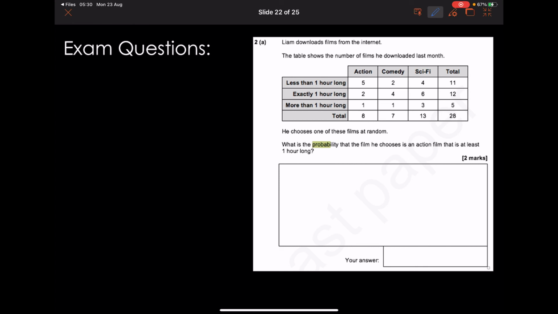Liam downloads films from the internet. The table shows the number of films he downloaded last month. He chooses one of these films at random. What is the probability that the film he chooses is an action film that is at least 1 hour long? If you'd like to have a go at this one, pause the video and press play for the answer.